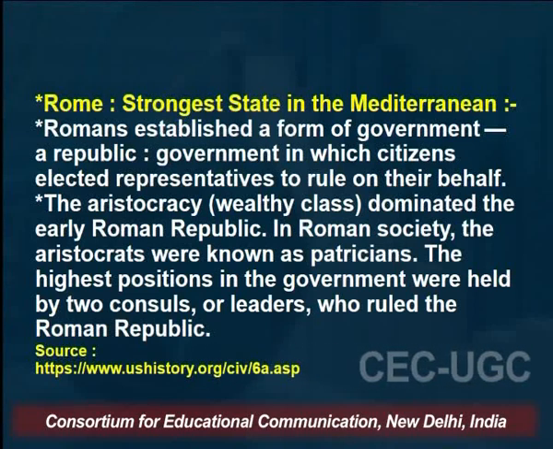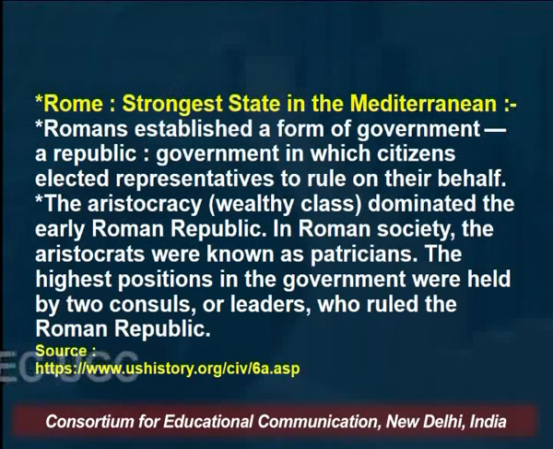But what happens here is that the aristocracy, the wealthy class, dominated the early Roman Republic. In Roman society, the aristocrats were known as patricians, and the highest positions in the government were held by two councils or leaders who ruled the Roman Republic. So today what we see is that from the Greek city-states to the Roman Empire, the most accepted form of government is that of a liberal democracy.